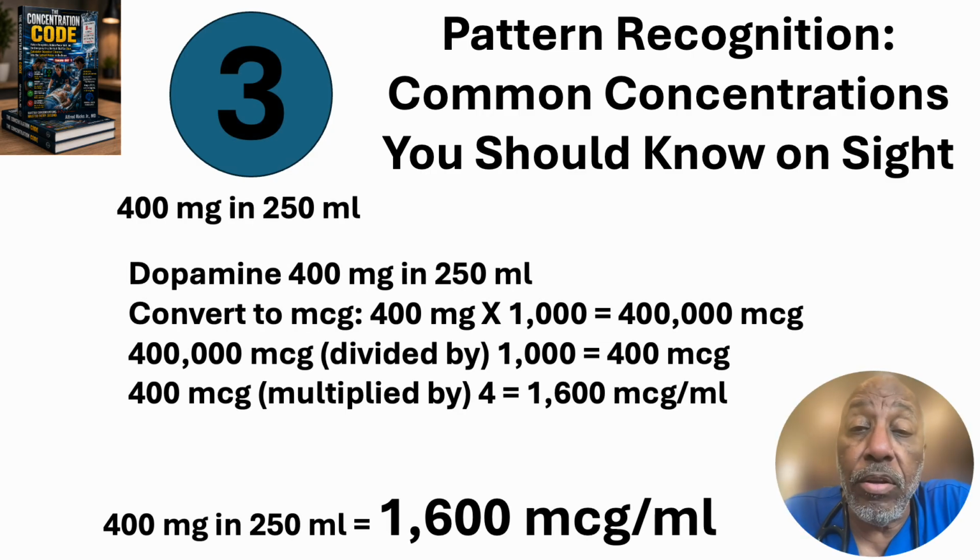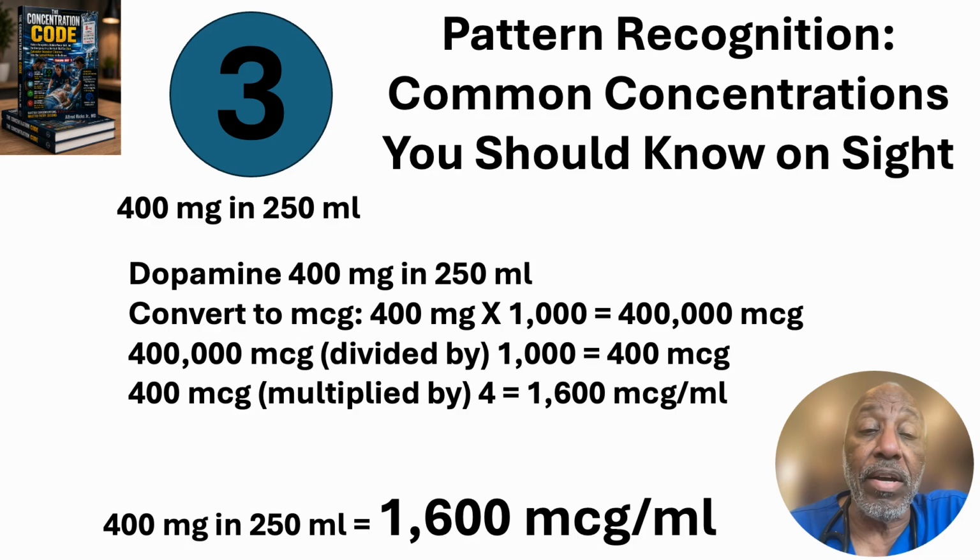The third pattern is 400 milligrams in 250 milliliters. This is the standard concentration for dopamine. Convert 400 milligrams to 400,000 micrograms. Apply the divide by 250 shortcut. Take 400,000 divided by 1,000, which is equal to 400. Multiply that times 4, it's equal to 1,600. The concentration is 1,600 micrograms per milliliter.